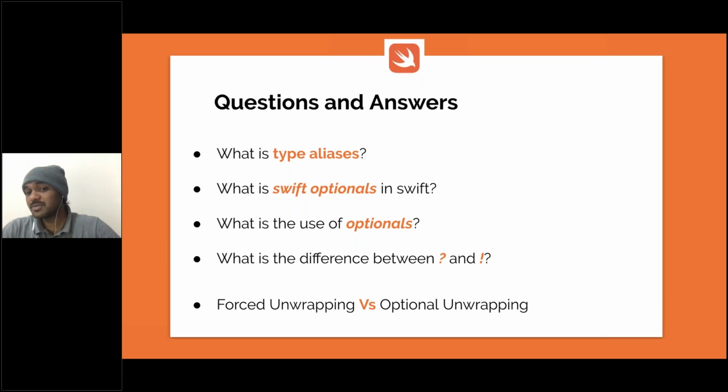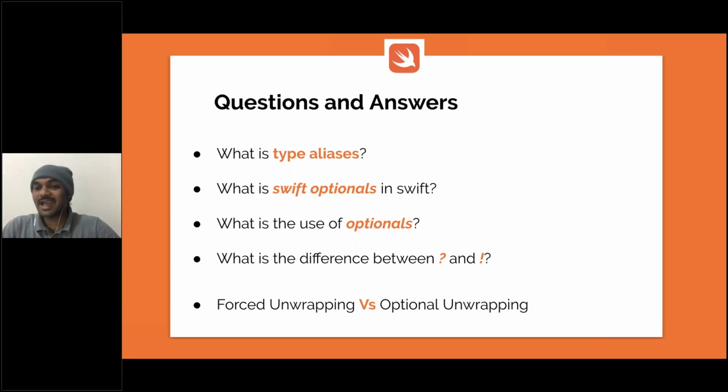Then what is the difference between question mark and exclamation mark? Question mark is indicating that the variable is optional, whereas the exclamation mark is called unwrapping. So if you are going to work on the optional, in order to access the data, you have to unwrap. In order to unwrap, you have to use an exclamation mark at the end of the variable. So forced unwrapping versus optional unwrapping. Forced unwrapping means directly accessing the data from the optional variable without checking any condition, and it is a risk, it can crash if the data is nil.